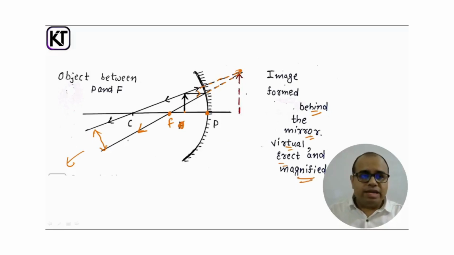So this is the only case, and that's why this is a very special case in concave mirror, when the image formed is virtual, erect and magnified. This is the only case when the image formed in concave mirror is virtual and erect. I hope that this is clear to you.